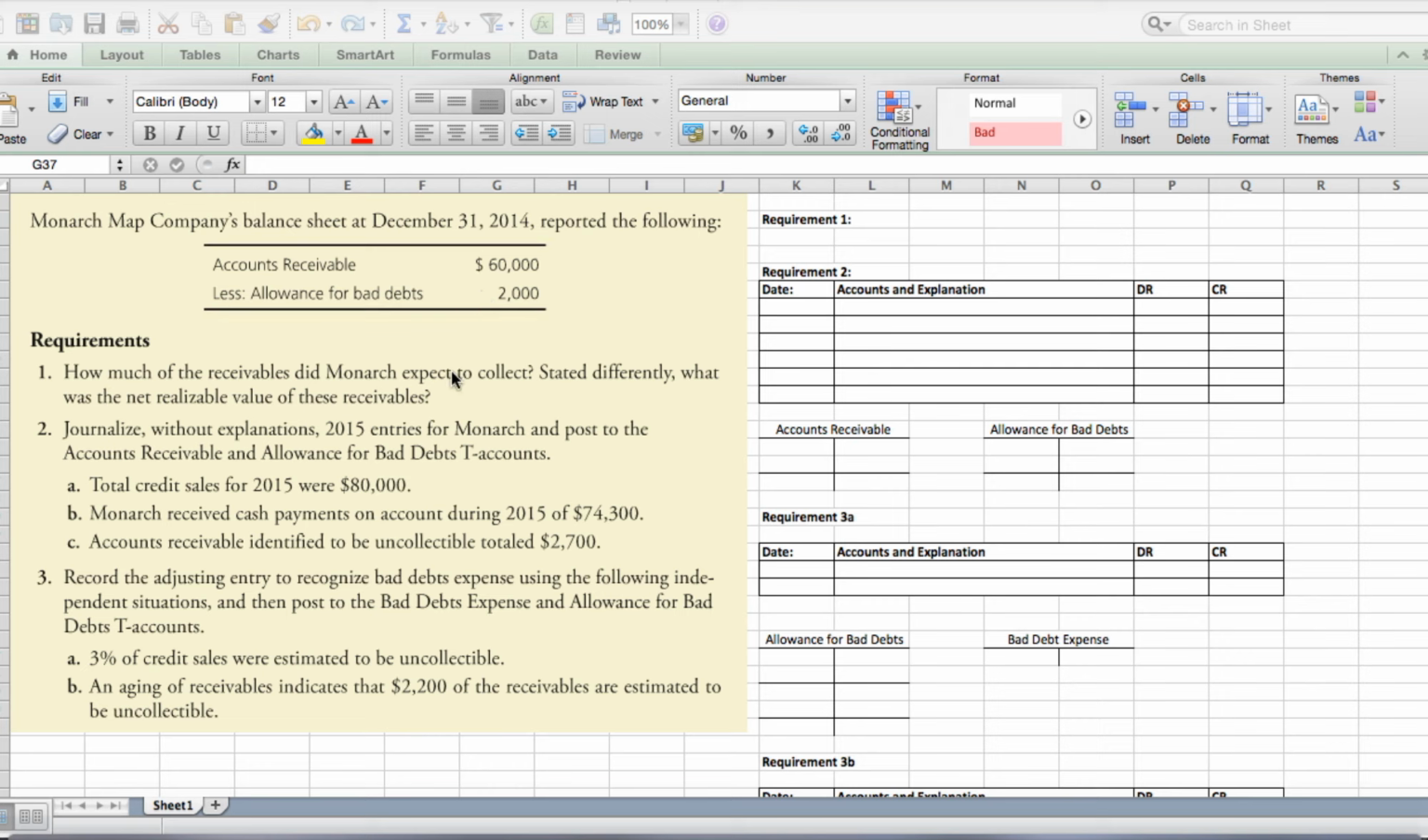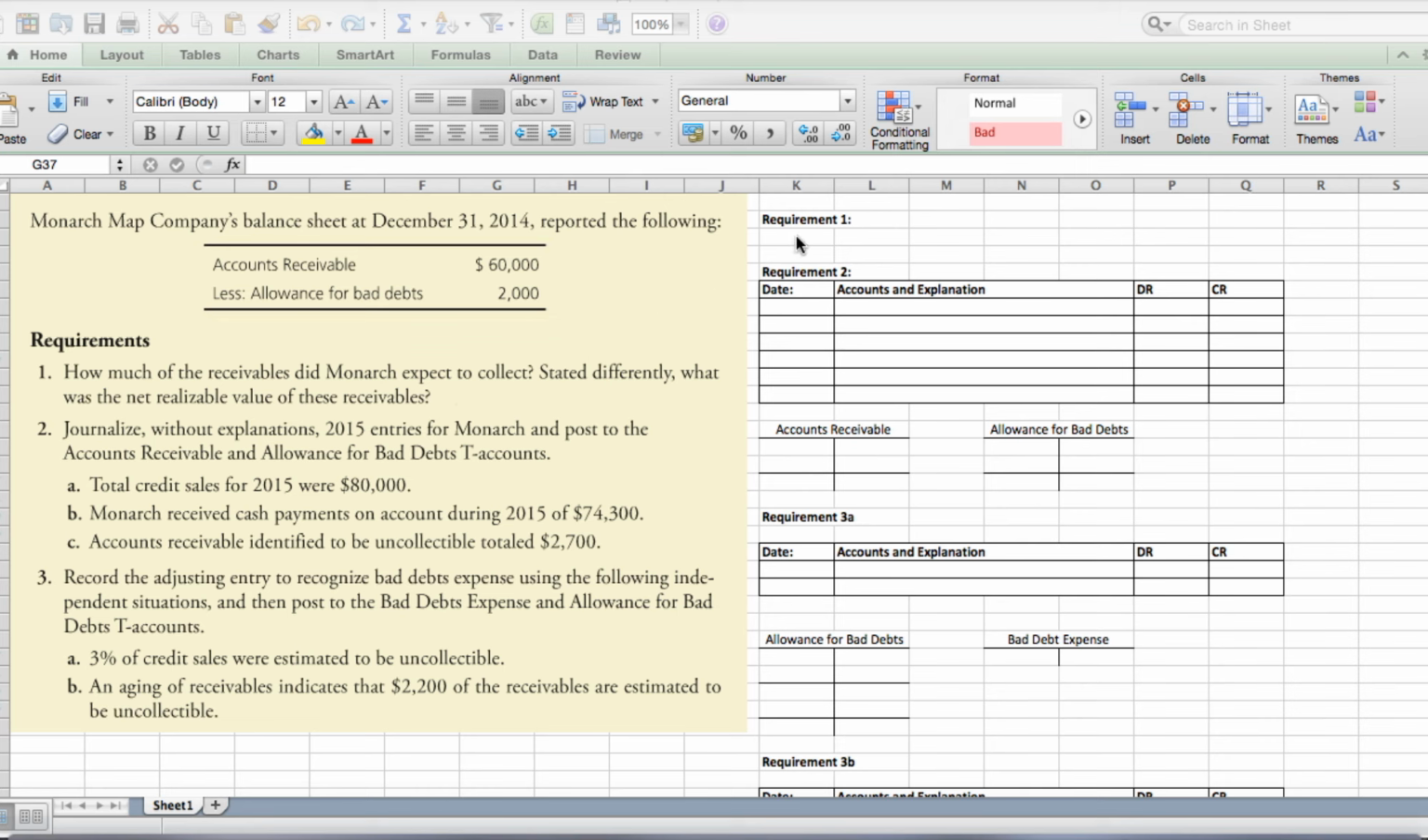So the first requirement here basically just asks you, looking at those two lines of the balance sheet, if you're an investor or someone who's evaluating this company, what is the real net realizable value of these receivables? Okay, it's a pretty straightforward question. Basically just asking, even though we have $60,000 worth of receivables there, obviously that $2,000 allowance tells us something, and what it's basically telling us is we don't expect to collect $2,000 of the $60,000 accounts receivable that we have there.